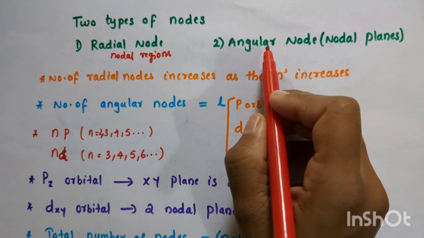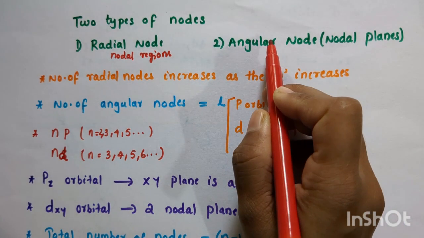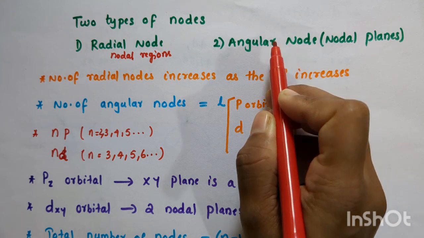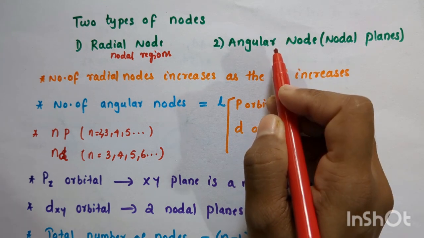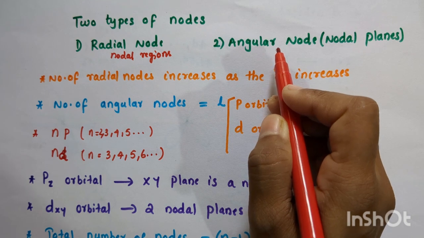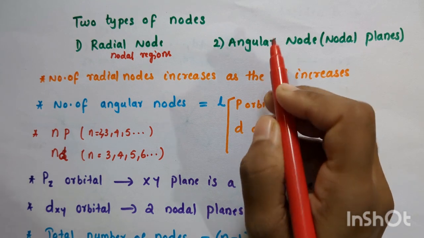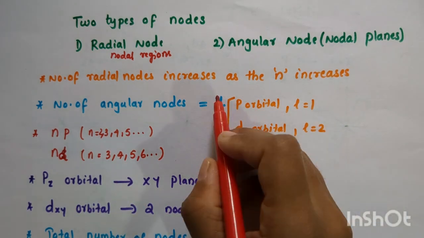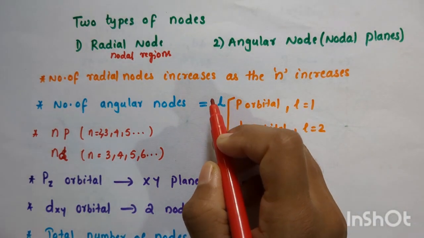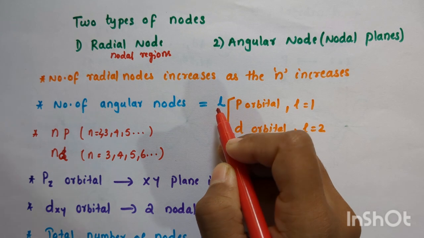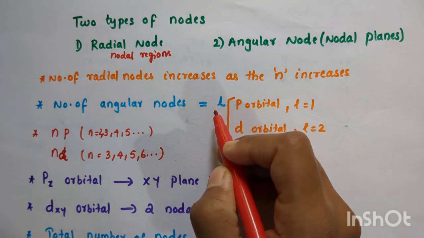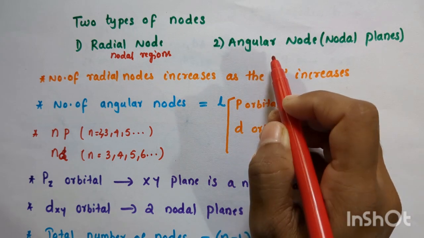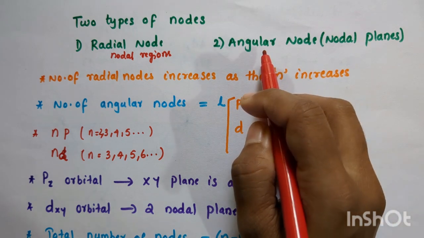Angular nodes are also known as nodal planes. They pass through the nucleus, that is, through the origin. The number of angular nodes is equal to the azimuthal quantum number l. Angular nodes are nodal planes that pass through the nucleus or the origin.